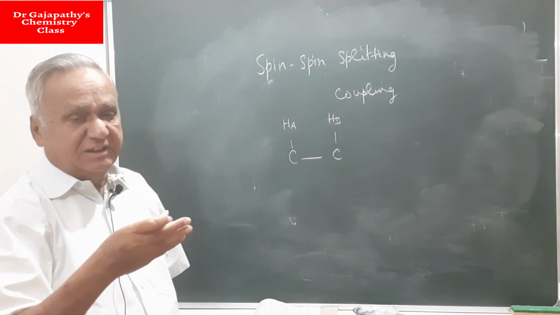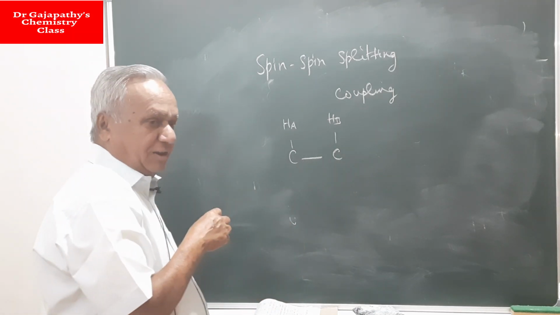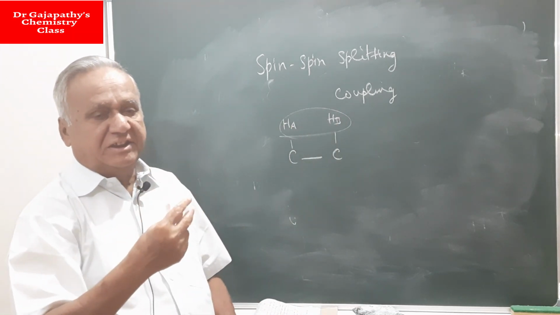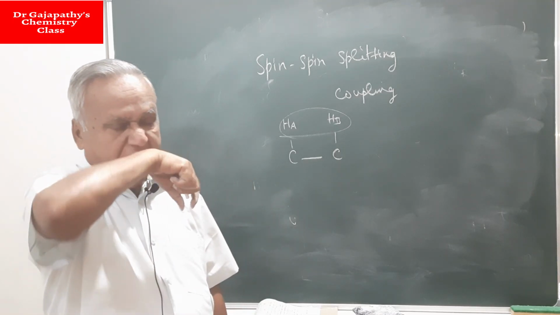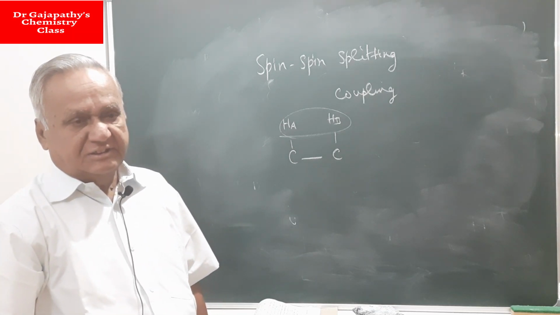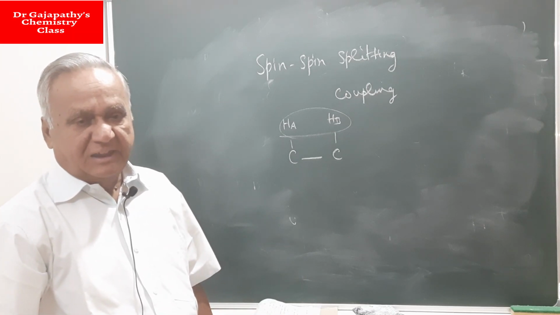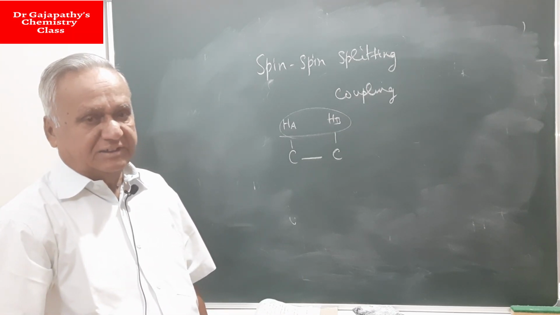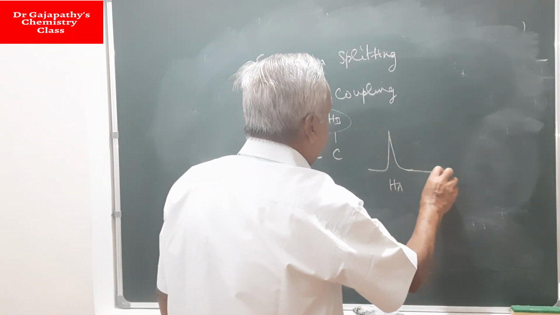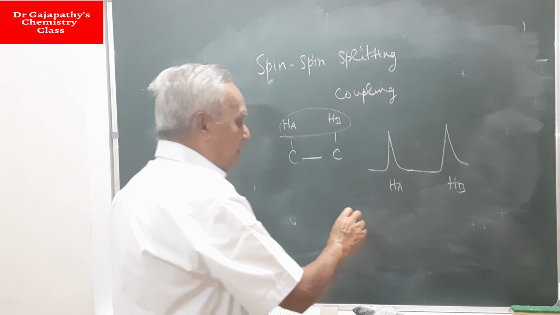Provided these two have different chemical shift values, I have not indicated what the other groups are. If they have different chemical shift values, they will interact. HA will take two different orientations with respect to HB, and HB will take two different orientations with respect to HA. So we say that they will couple with each other, and because of this, the signal will be split. Let us say this is the signal for HA and this is the signal for HB. They absorb at different chemical shift values.